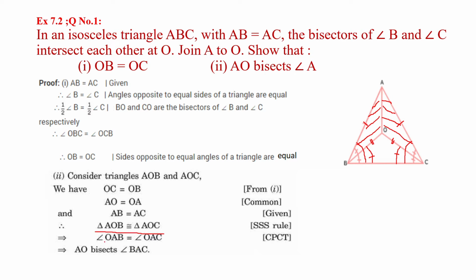So therefore angle OAB is equal to angle OAC by CPCT. Angle OAB is equal to angle OAC by CPCT, meaning corresponding parts of congruent triangles. If angle OAB is equal to angle OAC, then we can say AO bisects angle A. AO bisects angle A. Hence, the second part is proved.